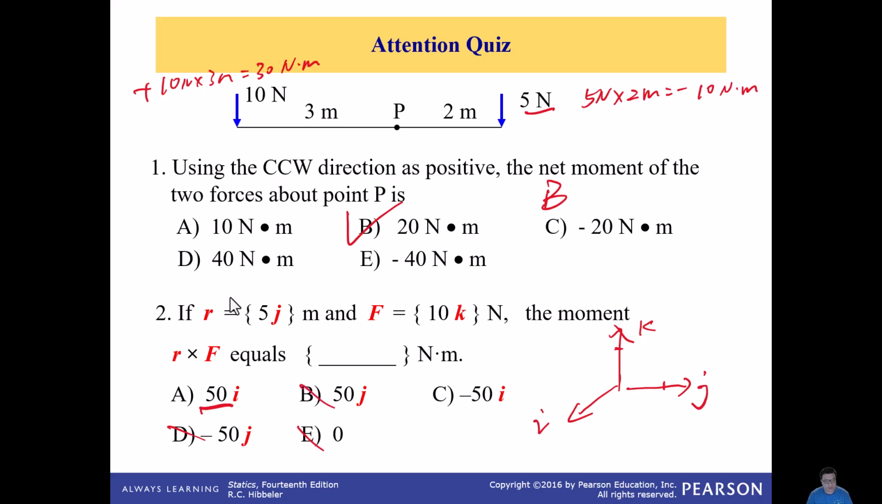So will that be positive 50 or negative 50? Because the cross product goes from r to F, it will be from j to k direction. If we use the right-hand rule, the cross product will be towards the positive direction of i. So the answer will be A.